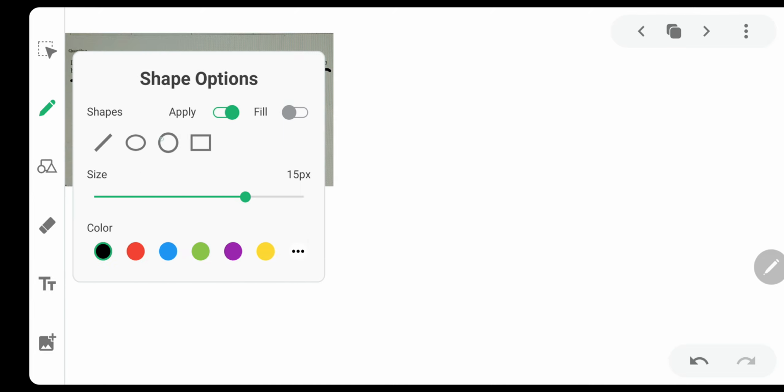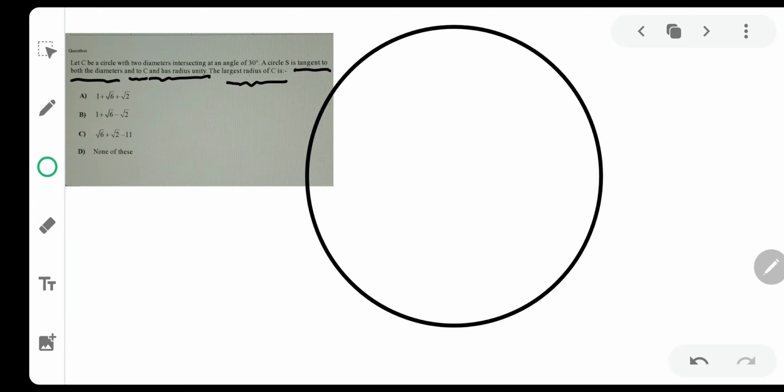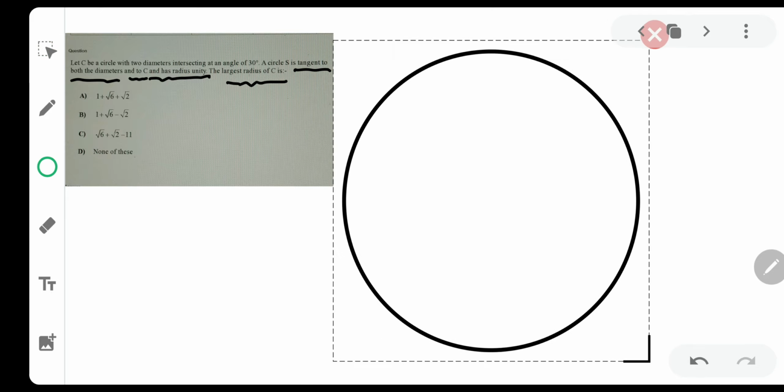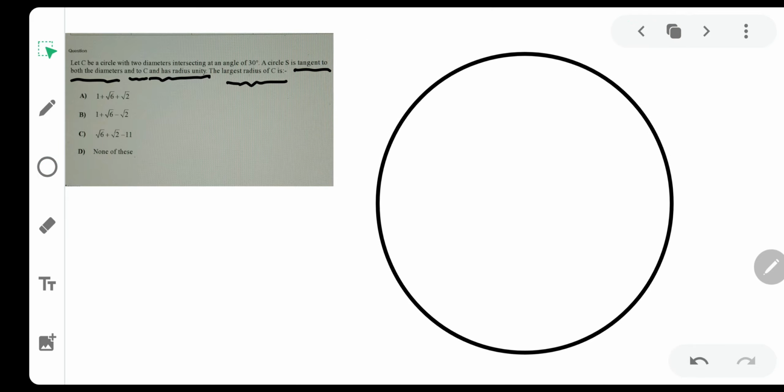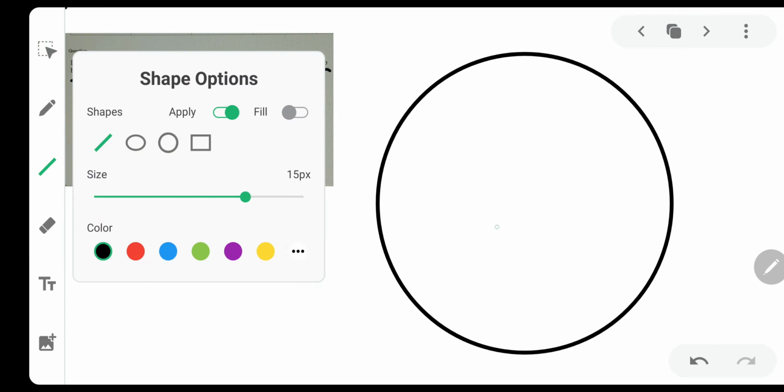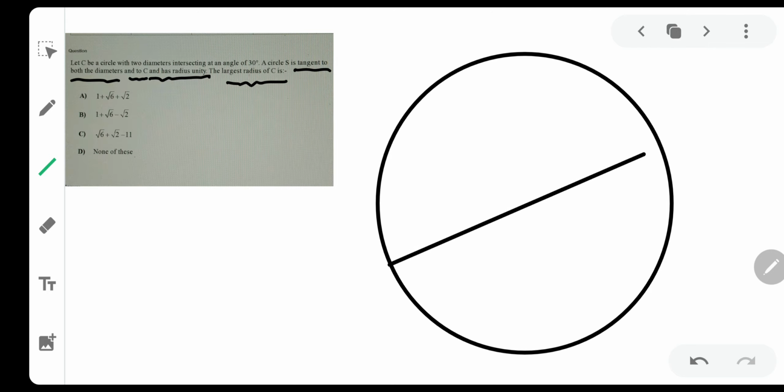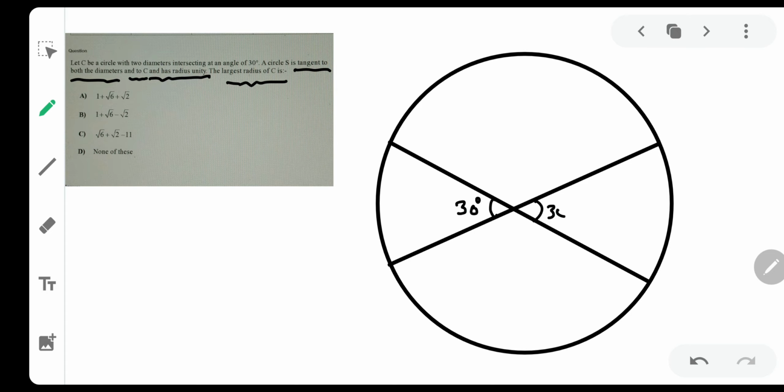So let us first draw the circle C. Suppose this is the circle C. Now drawing this diagram is very painful because we need to make sure that it is tangent. Now let us try to draw the diameters which have an angle of 30 degrees. It is going to be very difficult to draw the circle which touches both the diameters and the circle also. So mind my diagram please, because it will be pretty difficult for me.